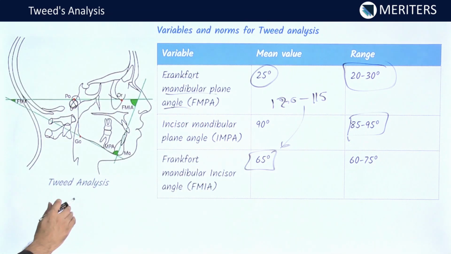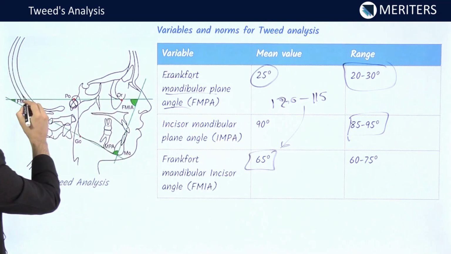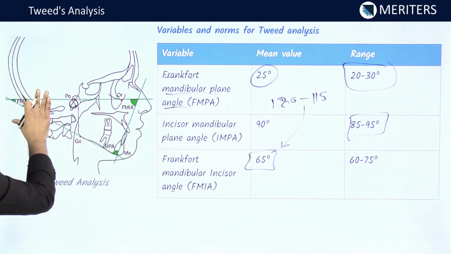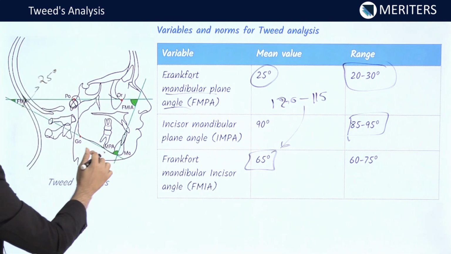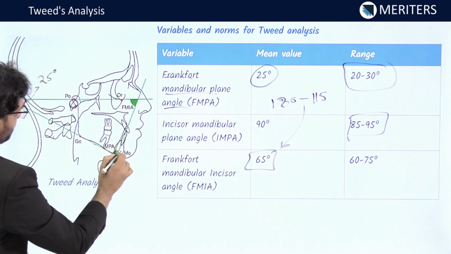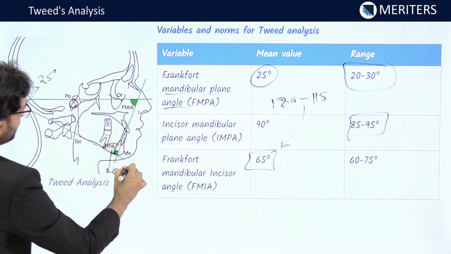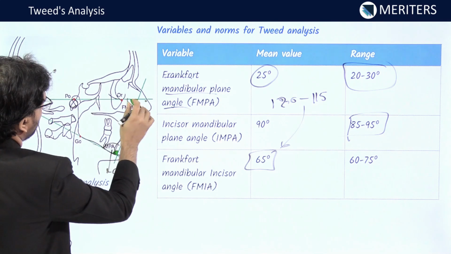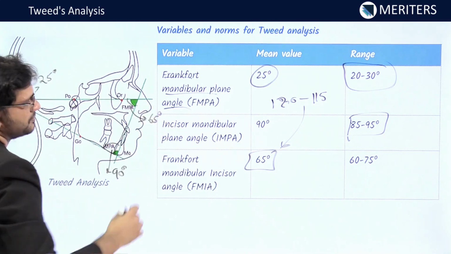Again, seeing here, if we try to understand the Frankfurt mandibular plane angle, which one is this? This is the Frankfurt mandibular plane angle. This is the smallest one, 25 degrees. This one, IMPA, should be around 90 degrees. And then we'll have the Frankfurt mandibular incisor angle that could be around 65 degrees.